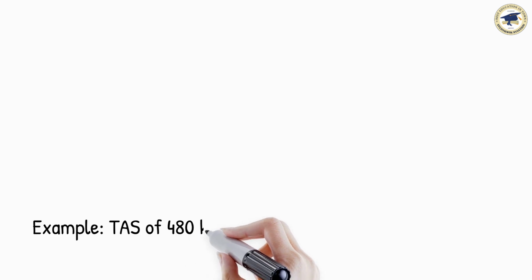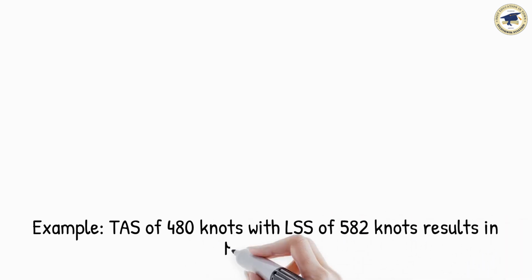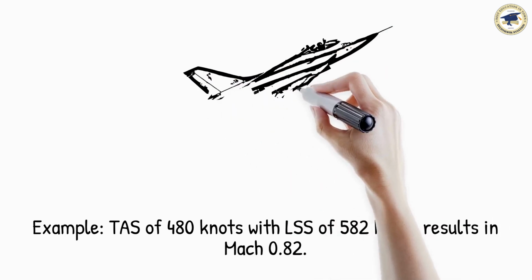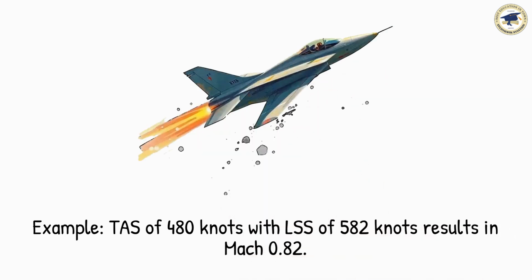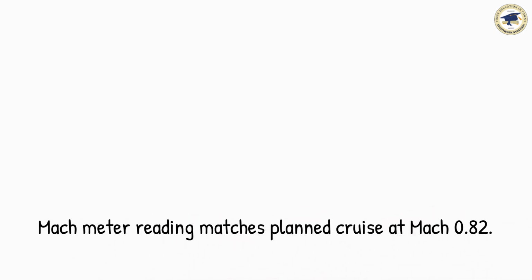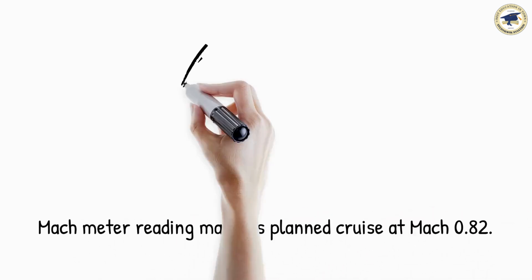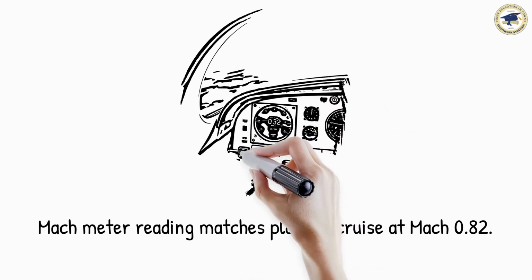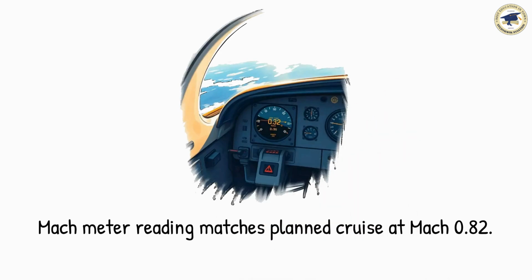Let's imagine a real example. Suppose the outside air temperature is minus 50 degrees Celsius, and the aircraft is flying at a true airspeed of 480 knots. The local speed of sound at that temperature is about 582 knots. Divide TAS by LSS, and the result is 0.82. So the Mach meter would read Mach 0.82, which matches the planned cruise.